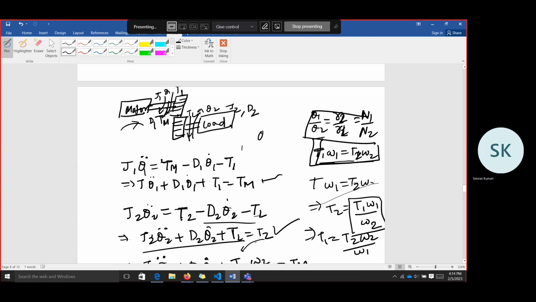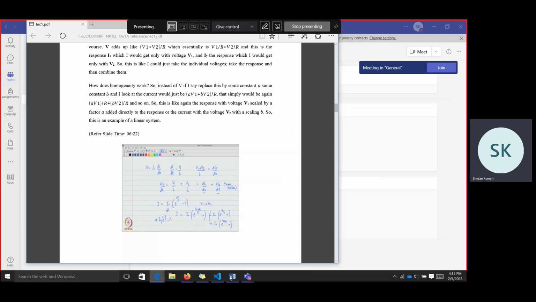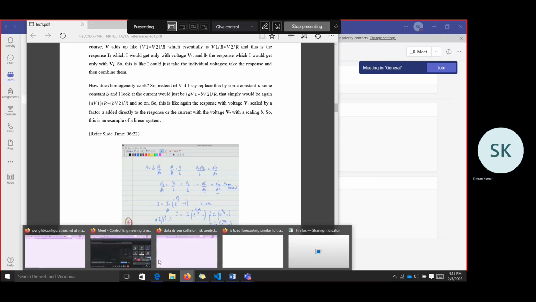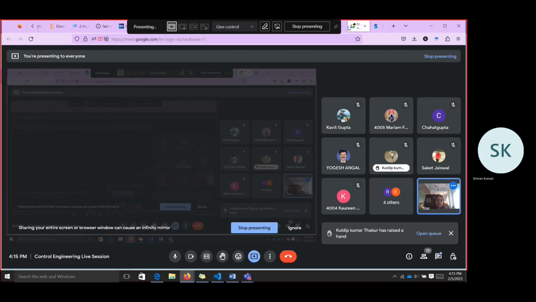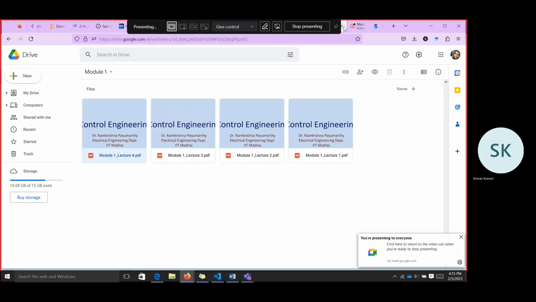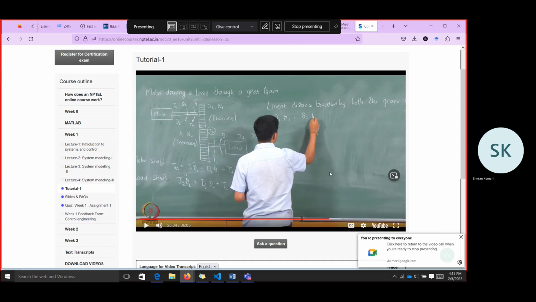So basically we are replacing by N1 and N2. Is it given, this N1 N2, the number of teeth in the gear? No. Okay, this is given: N1 R1 and N2 R2.